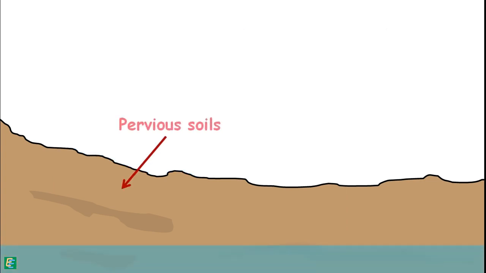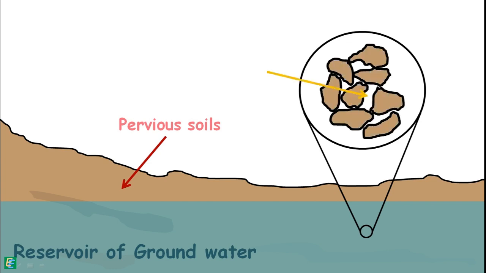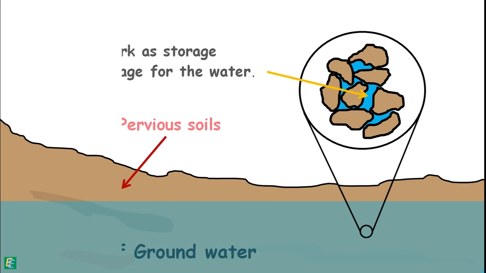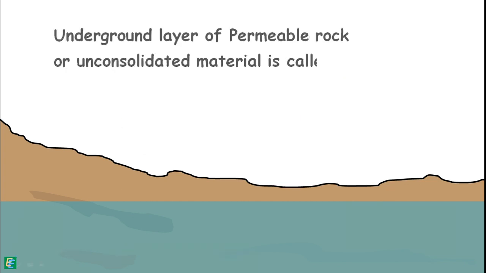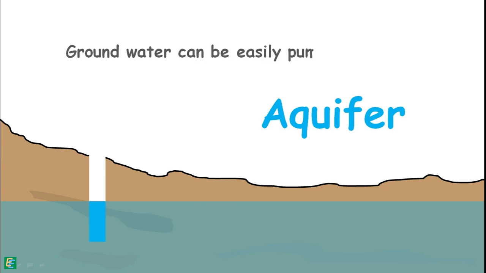Pervious soils in the ground are the reservoir of the groundwater. Their voids work as a storage and passage for the water. Such an underground layer of permeable rock or unconsolidated material such as gravel, sand or silt is called an aquifer. It is a body of saturated rock through which water can easily move. The groundwater from the aquifer can be easily pumped out.